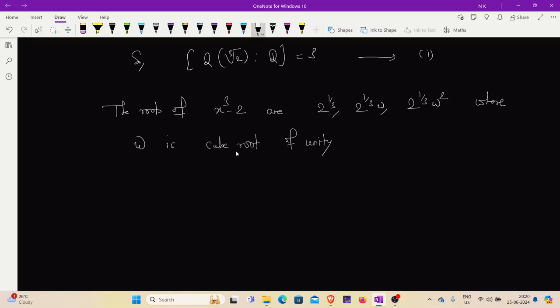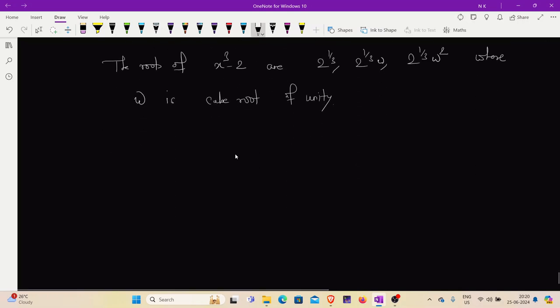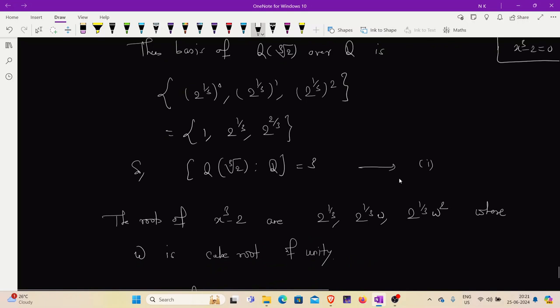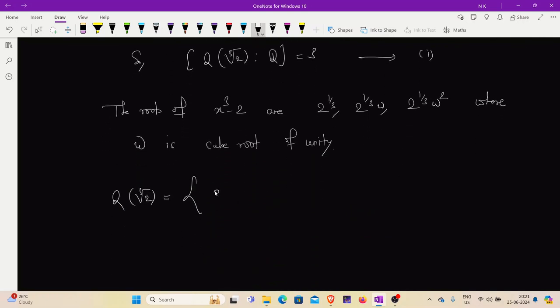So 2 raised to 1 upon 3 is the adjoined element, right? And we have to just find out an image of 2 raised to 1 upon 3. The fact is that Q(cube root of 2), because its basis over Q is 1, 2 raised to 1 upon 3, 2 raised to 2 upon 3, can be written as a plus b into 2 raised to 1 upon 3 plus c into 2 raised to 2 upon 3, where a, b, c belong to Q. So to define any map on Q(cube root of 2), we have to just identify the image of 2 raised to 1 upon 3, because if you identify that image, we can identify the image of all these elements in Q(cube root of 2).